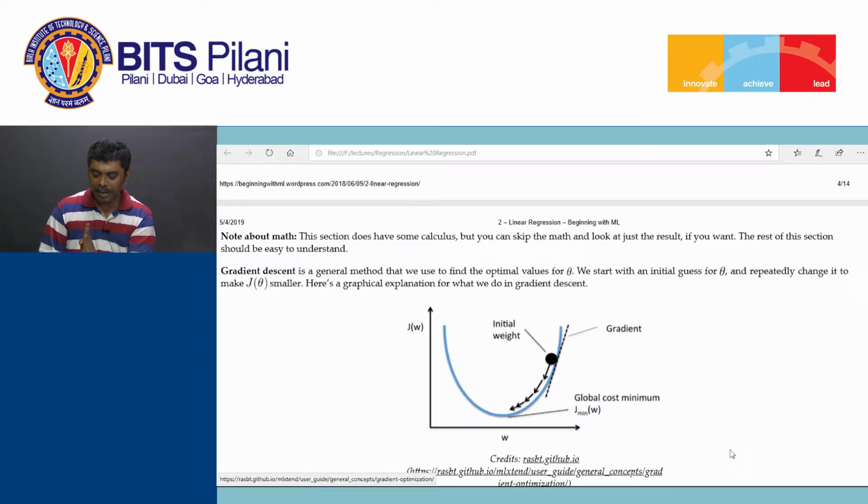You descend the particle along the soup bowl, and you can keep drawing multiple tangents at different points. Now at the lowest point, what will happen? At the lowest point, your tangent line will be parallel to the x-axis, or the weight axis. And this is your lowest point, because you cannot go down any further from both directions. This is a cost function, and that will be your global cost minima.